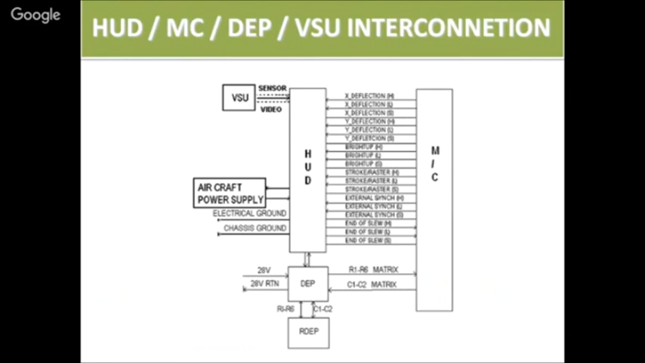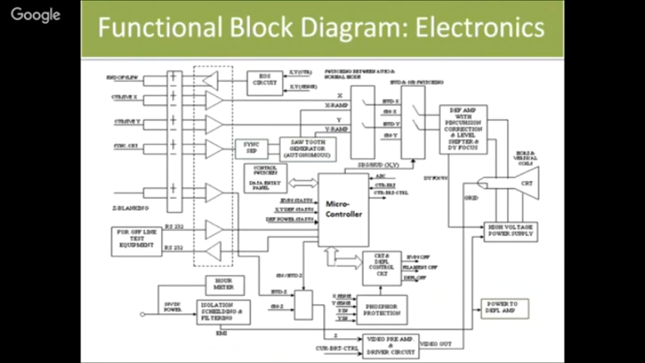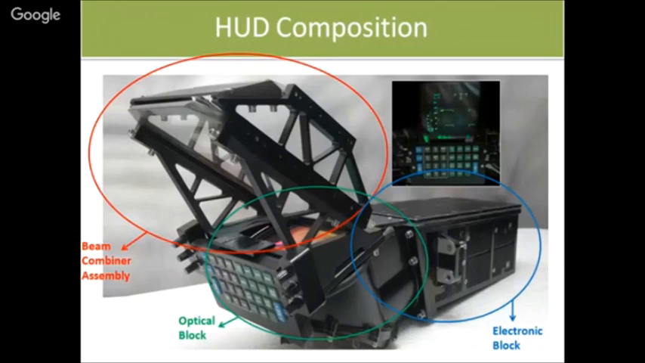The data entry panel is fitted at the front. I think I have missed it. This one at the bottom is the data entry panel, with switches. By this panel, the pilot can control the display, can change navigation modes, and can change display modes, because there are various auto day night modes also.